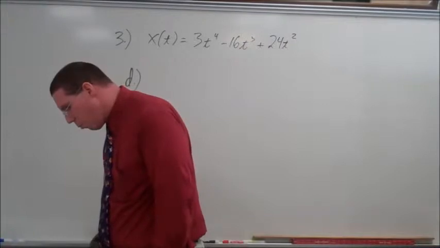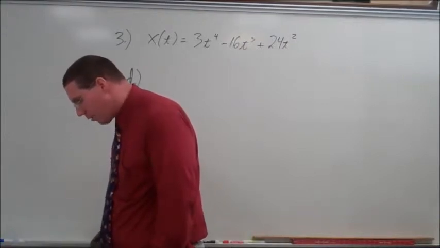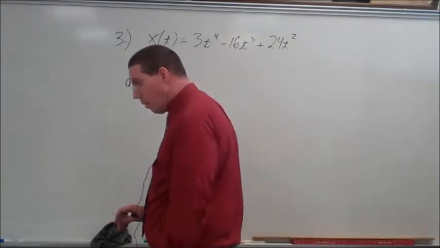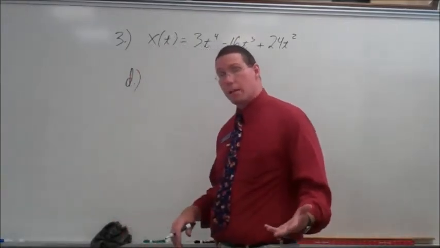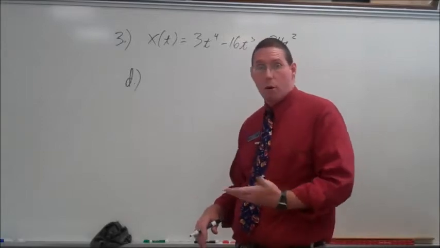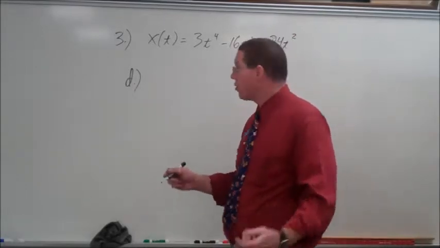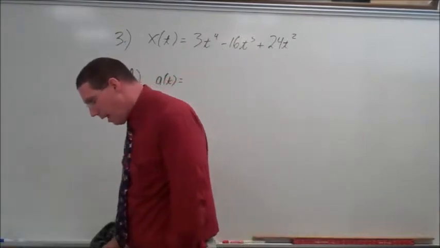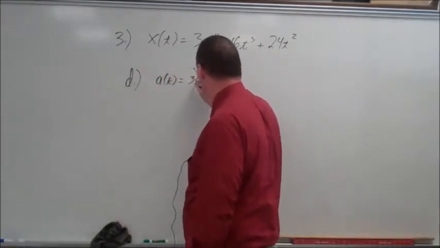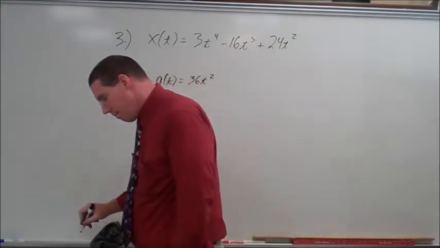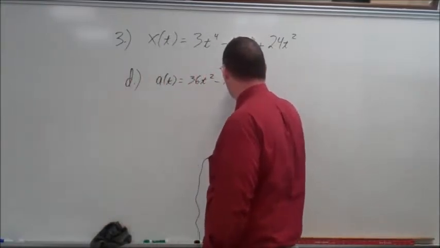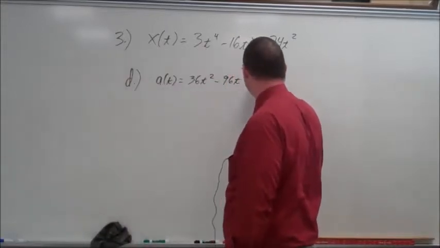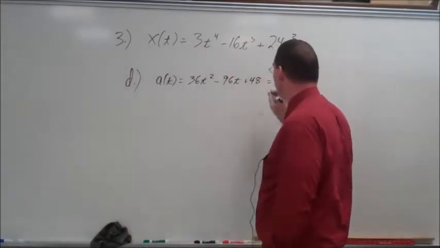All right, part D says, what is the velocity when acceleration is first 0? Well, in order to find out what the velocity is when acceleration is first 0, we have to find out when acceleration is 0. So we're going to take the acceleration, a of t, which we found in part A is 36t squared minus 96t plus 48, and we're going to set it equal to 0.